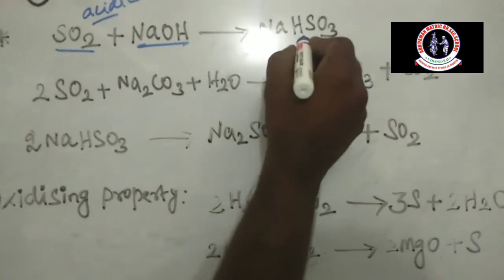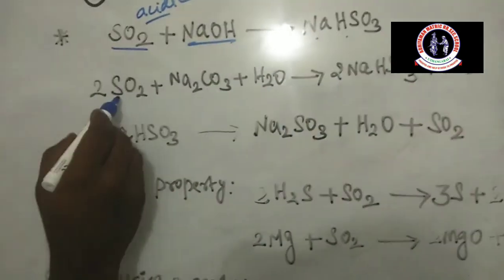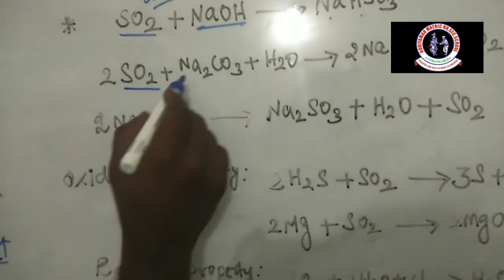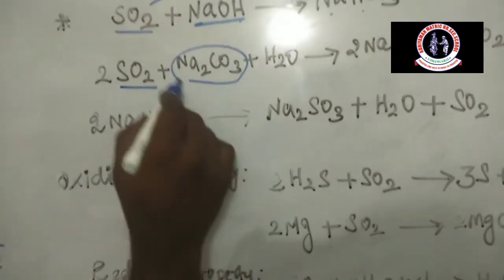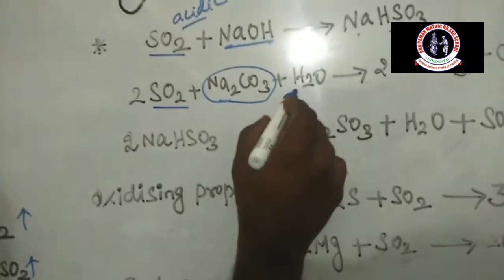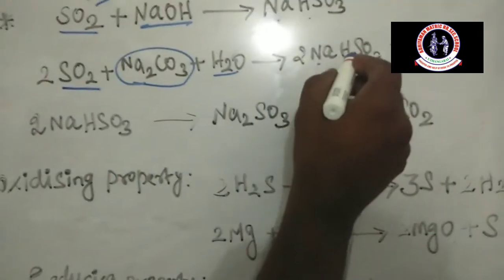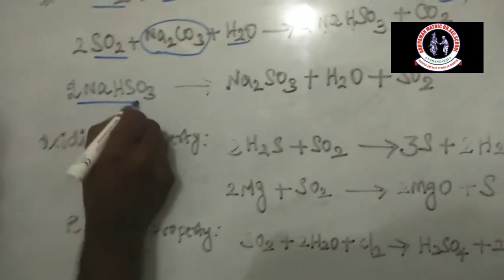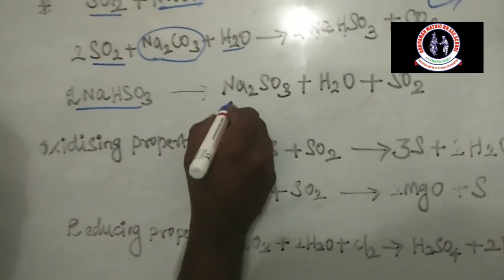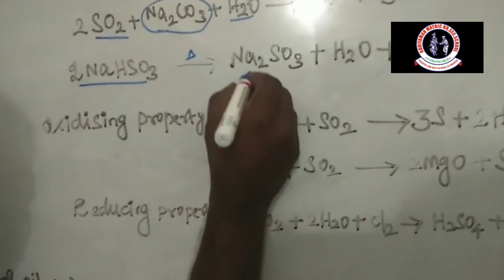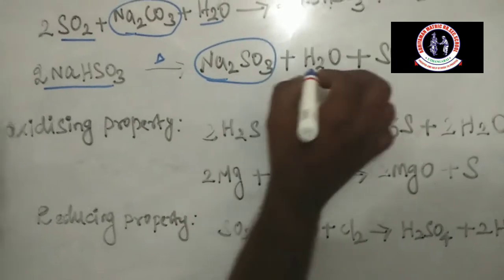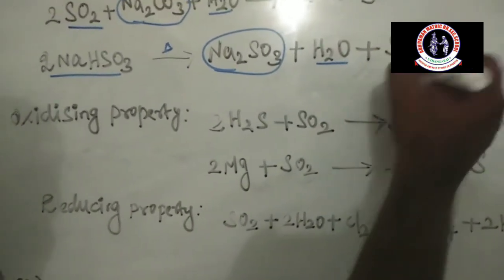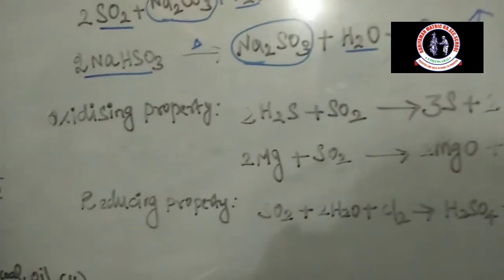Next, sulfur dioxide, as we already know, is acidic in nature, so it is treated with sodium hydroxide to form sodium bisulfite. 2 moles of sulfur dioxide treated with sodium carbonate and water form sodium hydrogen sulfite, or sodium bisulfite, with carbon dioxide gas also evolved. Now 2 moles of sodium bisulfite undergo a decomposition reaction to form sodium sulfite, water and sulfur dioxide gas.